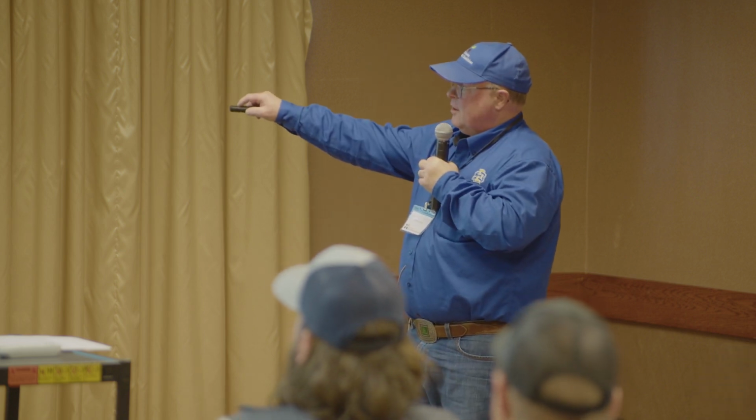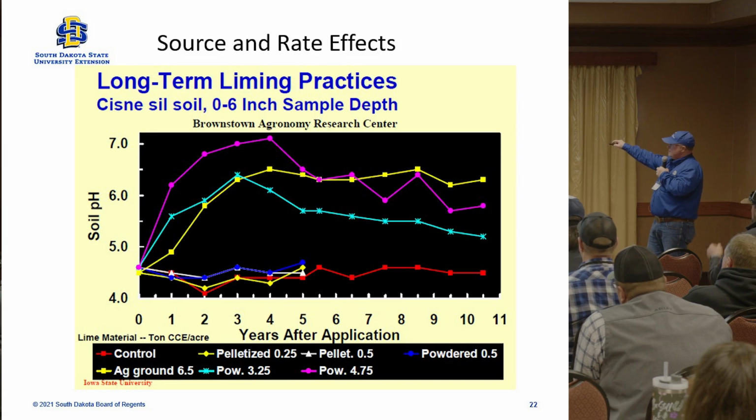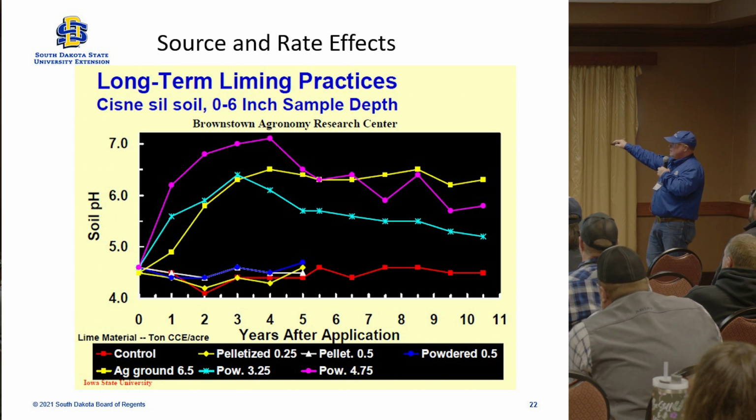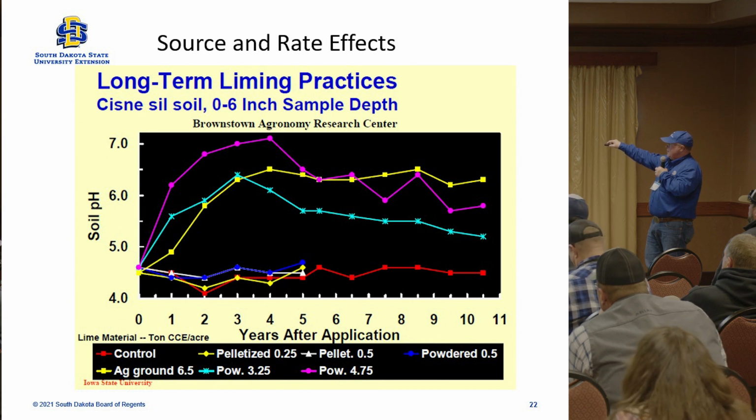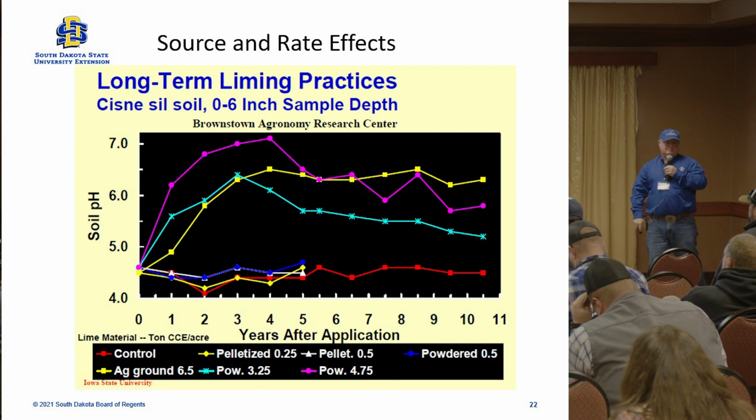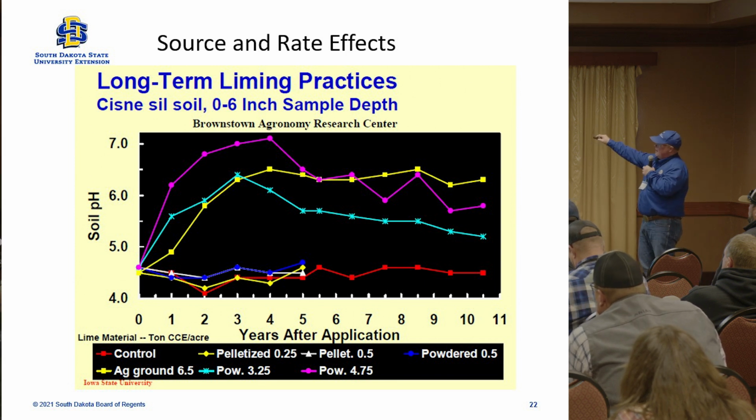That's added cost, right? So basically our control pH here is in the red. See, it stays down there. That's the variability in testing and sampling. We have the powdered at a 1/2 ton. We've got the pelleted at a 1/2 ton. And we've got the pelletized at a 1/4 ton. Here, all hanging down there, didn't do a thing. It's only the higher rates and finer grinds that have the best effect on pH.